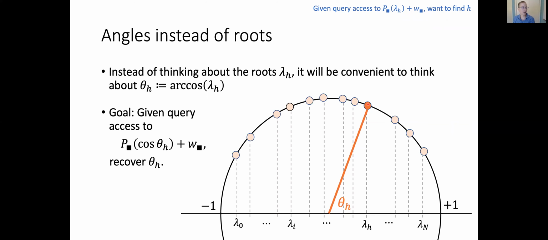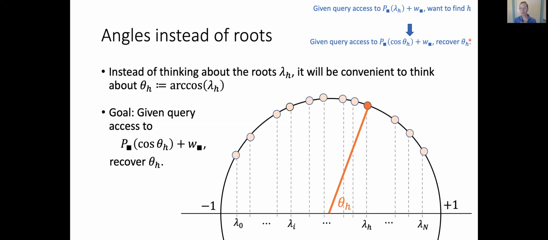In this language, our goal is, given query access to P of something of cos theta h plus some noise, we'd like to recover theta h. So I'm going to write that up here as the problem we want to solve.